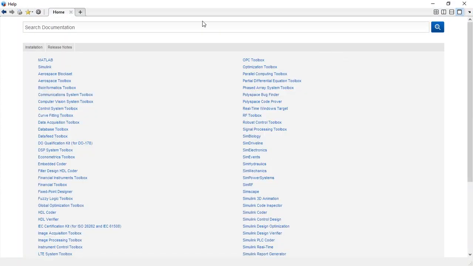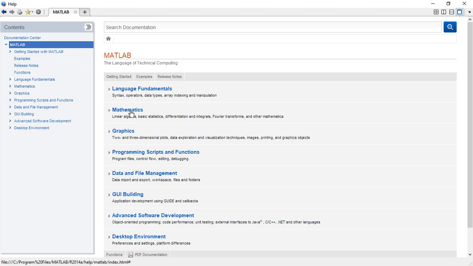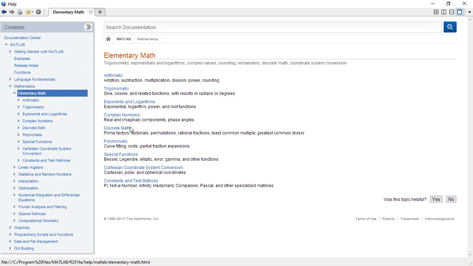In the documentation I will get Matlab, and in Matlab I will take mathematics, and here I will take elementary maths. So this is a list of possible functions that Matlab has. These are built-in functions. Built-in functions mean that they come with the Matlab package just for you to use. They are functions that have been described by MathWorks themselves, and you just execute and use them at will.